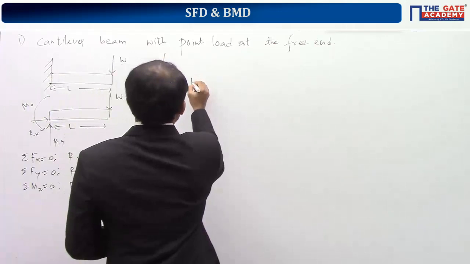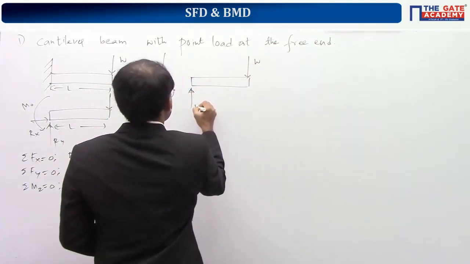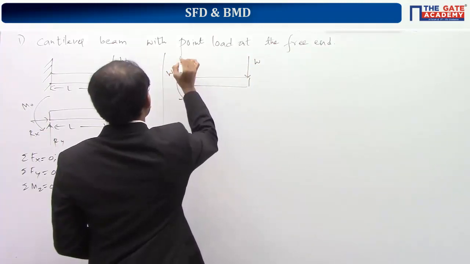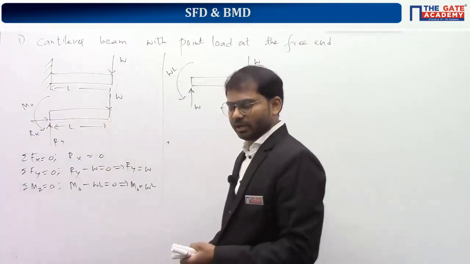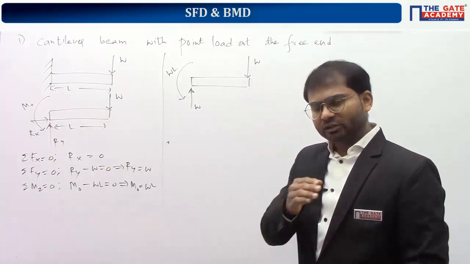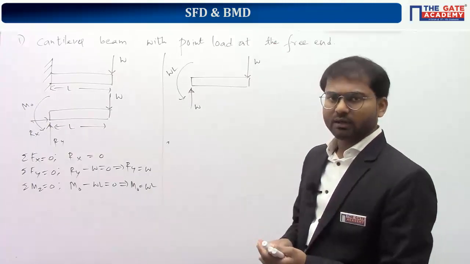Now the beam is like this. The applied force is W, the reaction force W is there, and W into L is there. So let's draw the shear force diagram and bending moment diagram. We would like to draw the whole diagram, so we want it for every point along the length of the beam here.